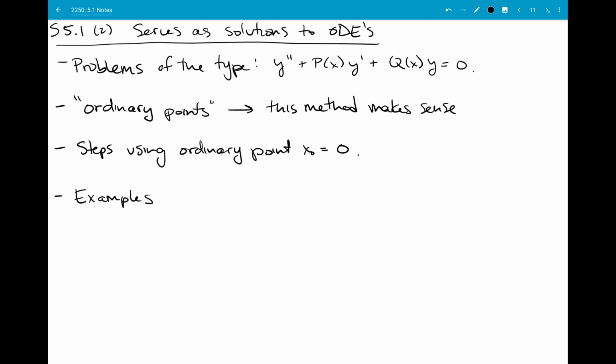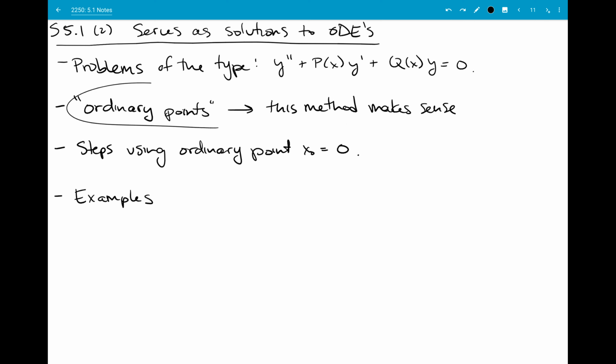Okay, so this is section 5.1 continued. This is part 2 of it, series solutions to ODEs. So last set of videos you learned about series, just general properties, sort of laying the groundwork for this. Now we're actually going to look at solving differential equations. What we're going to do is think about solving this type of differential equation.